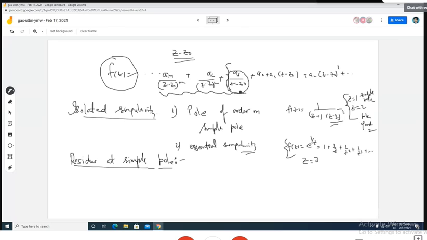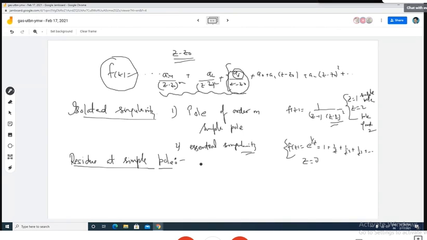So the coefficient of this a minus 1, the coefficient a minus 1 of 1 upon z minus z0, this is called the residue of the function. When you expand it in negative powers, the coefficient of 1 upon z minus z0, that is a minus 1, so this is called the residue of the function at z is equal to 0.